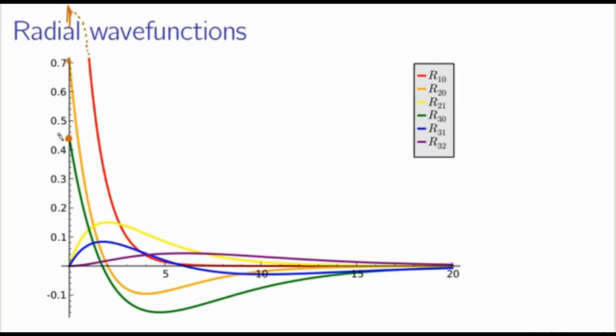One of the patterns that you should notice is that if there's a 0 for the value of L, R10, R20, R30, the wave function is non-zero at the center. Whereas if there's a non-zero value for L, that's the second number here, for L equals 1 here, L equals 1 here, L equals 2 here, for the yellow, blue, and purple curves, the wave function goes to 0 at the center.